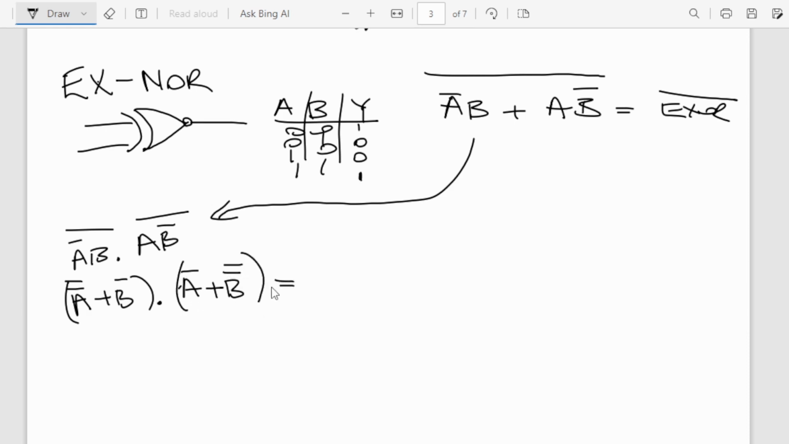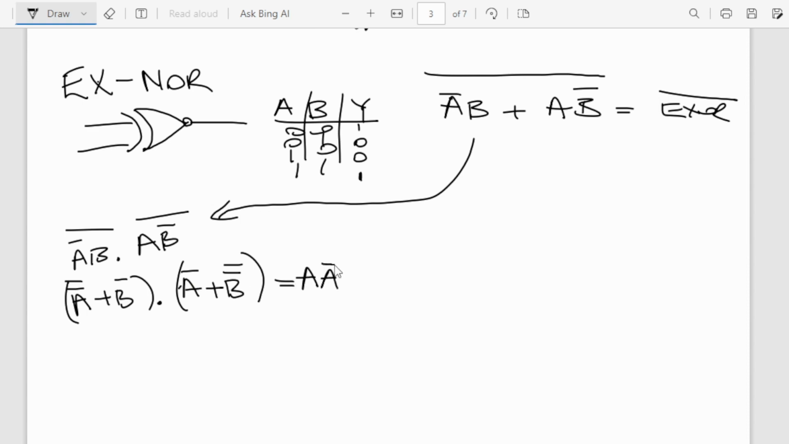Right? Now we need to expand this, so we're going to have, again, A bar bar is going to be A. So we have here, alright, let's just verify this. Again, this is going to be A bar bar plus B bar, and this is going to be A bar plus B bar bar, right? So again, now A bar bar is going to be A, B bar bar is going to be B. So now we have A times A bar.